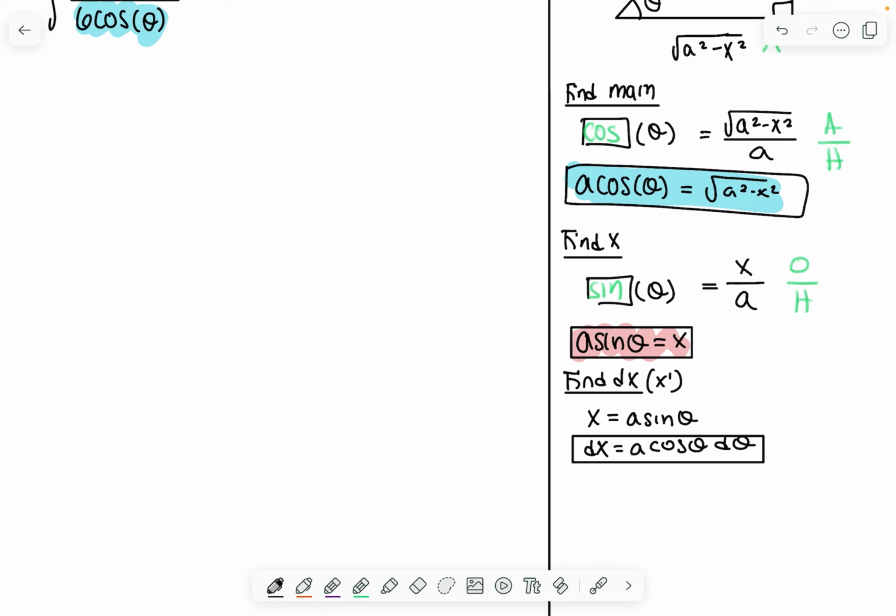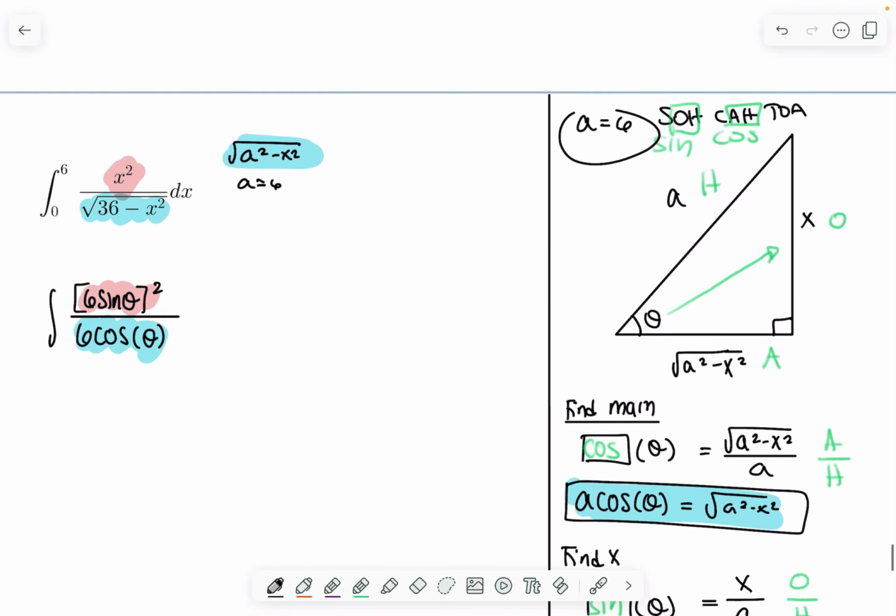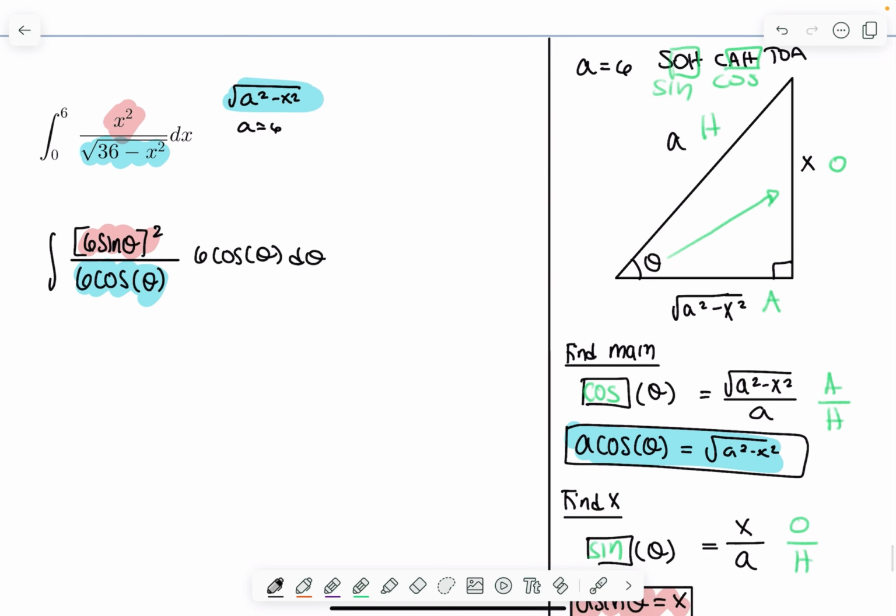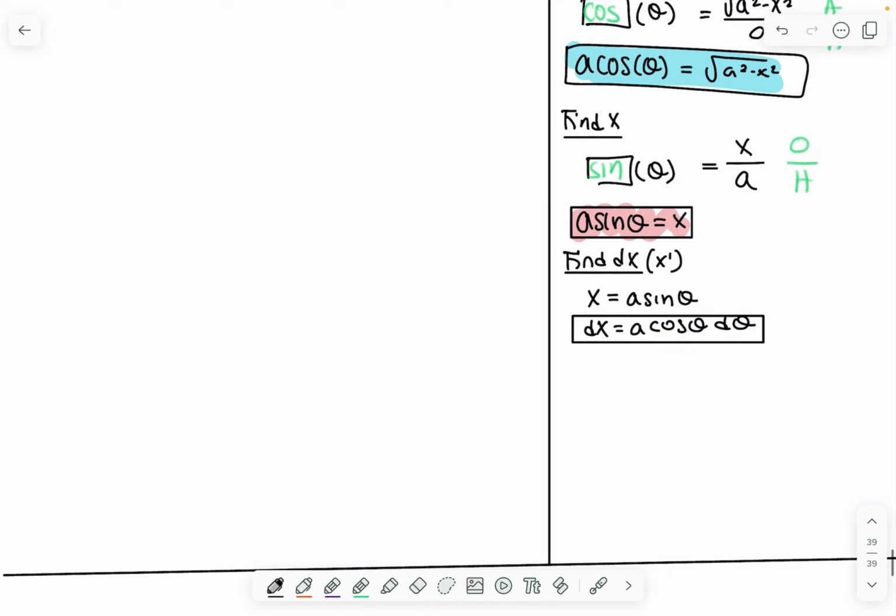So this is another beautiful sub that we have here. So a is 6, remember that. So that's going to be 6 cosine of theta d theta. And now I have to also put my bounds in terms of theta, because right now they're in terms of x. X is equal to 0, x is equal to 6. I need those in terms of theta. So I need to actually find theta.